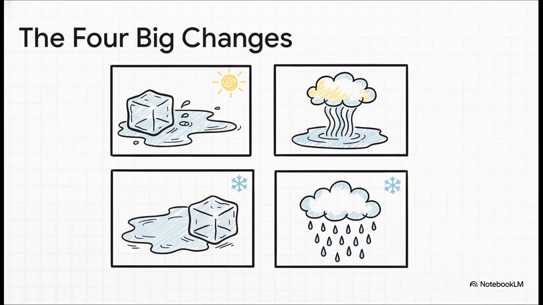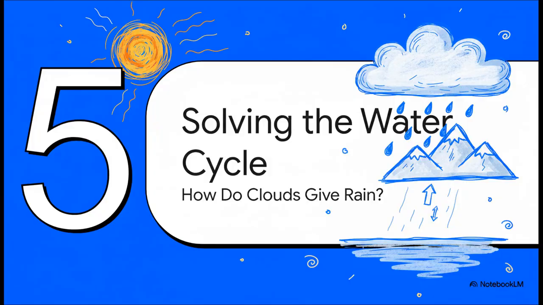So, these are the 4 big changes you absolutely need to know. Melting and evaporation happen when you add heat. And freezing and condensation happen when you take heat away, or cool things down. See? It's all about heating and cooling. Simple. And now, for the grand finale.